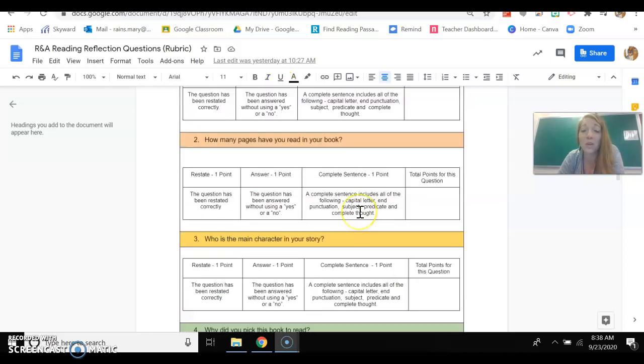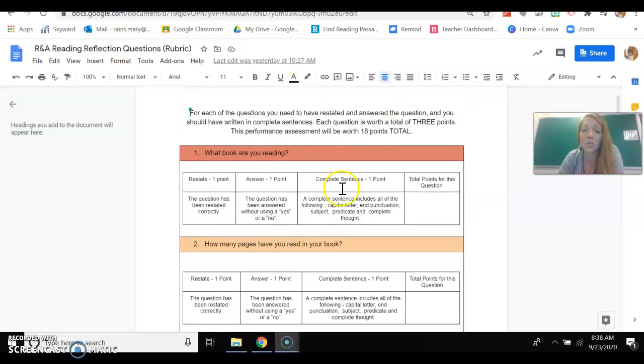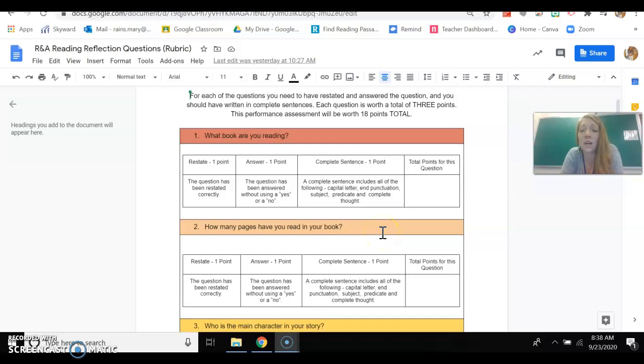So please let me know if you have any questions about this, or if there's some clarification that you need on how things are going to be graded. But I think it's pretty straightforward. So just let me know if you guys have any questions.